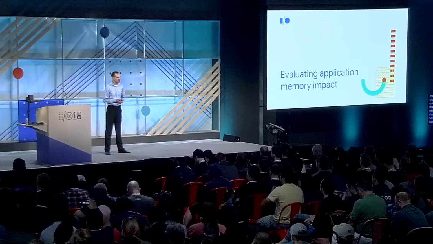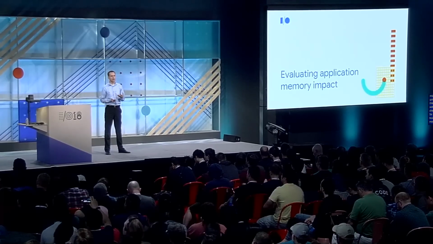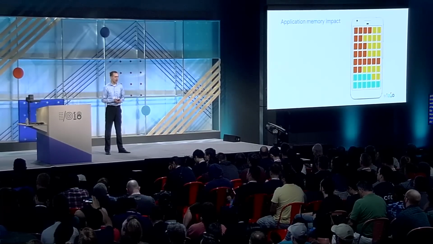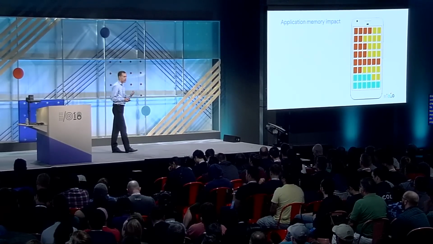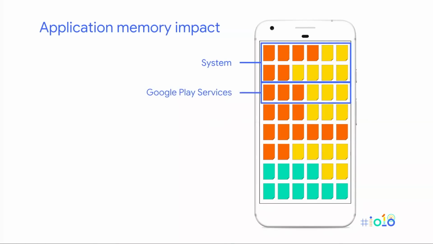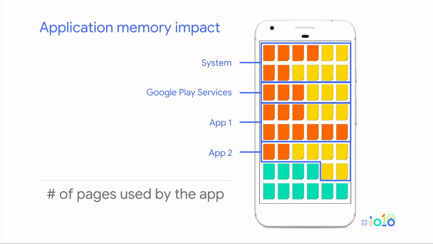Now, how do we figure out how much memory an application is using? How do we know your application's memory impact? I told you that memory on device is broken down into pages. The Linux kernel is going to keep track for each process running on the device which pages it's using. So maybe we have a system process, Google Play Services process, a couple apps running on a device. We want to know each of their memory impacts. Well, just count up the number of pages that it's using.